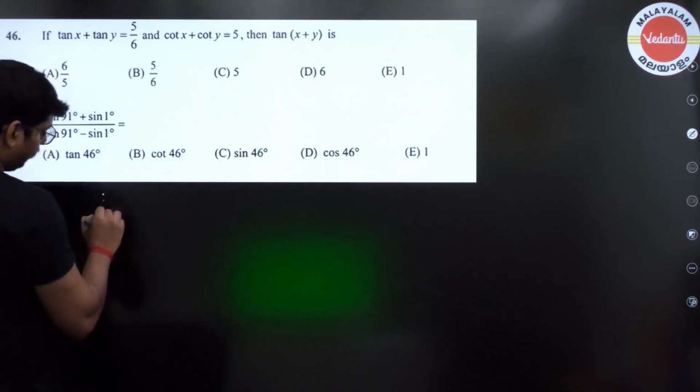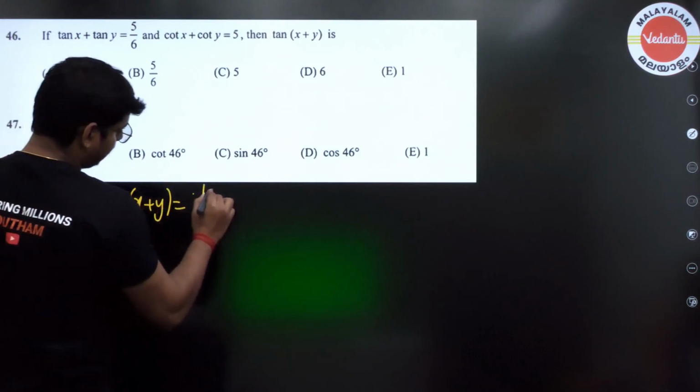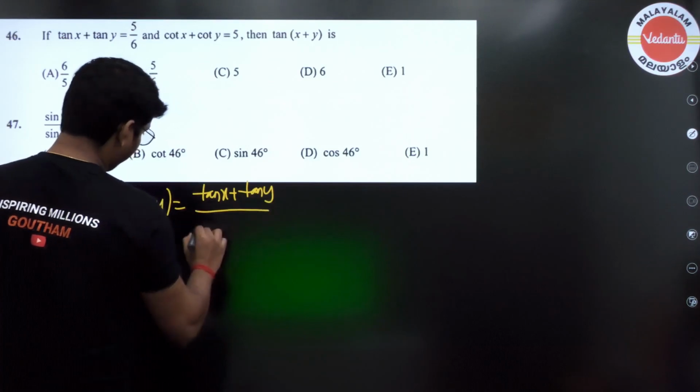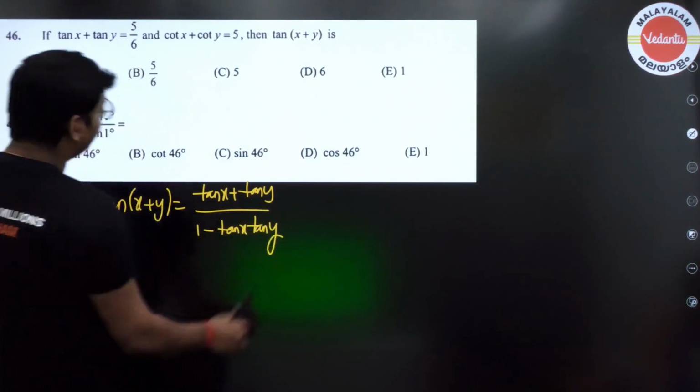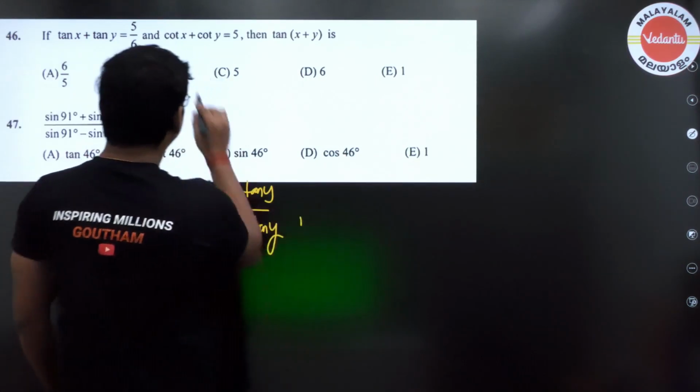Now observe here, the tan of x plus y formula is tan x plus tan y by 1 minus tan x into tan y. Already the tan x plus tan y value is given for you. You need to find tan x into tan y. For that, this is the condition given.